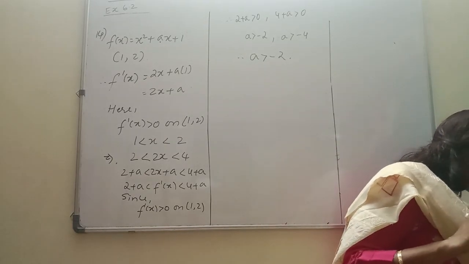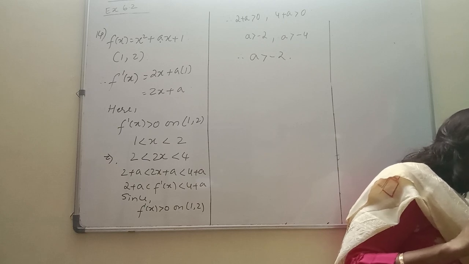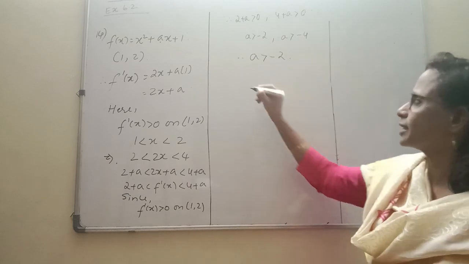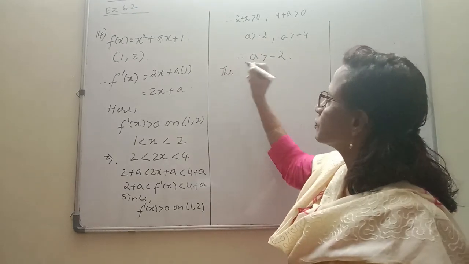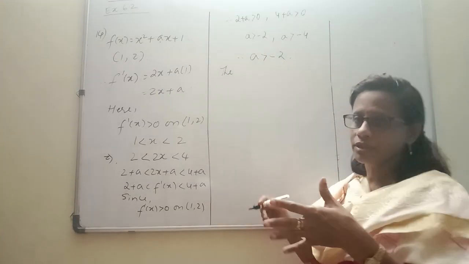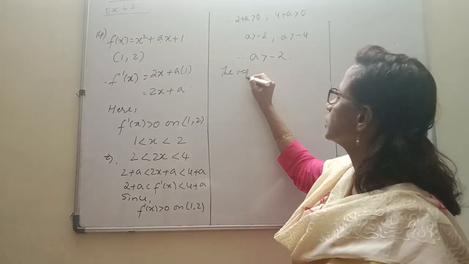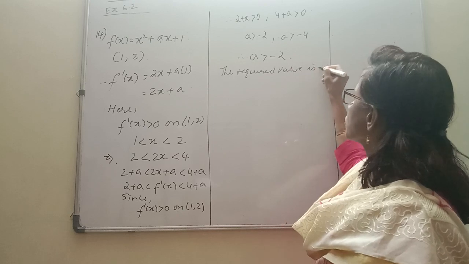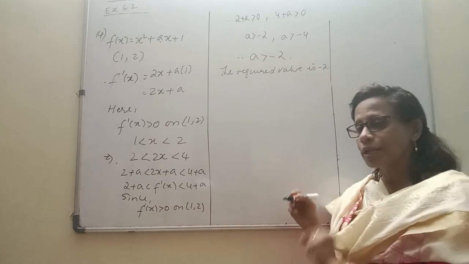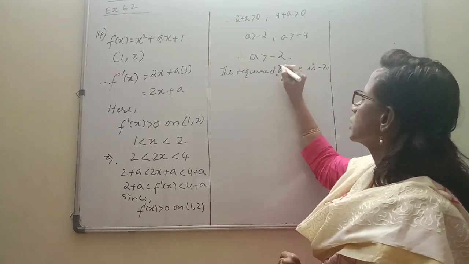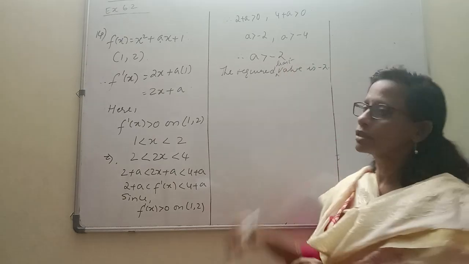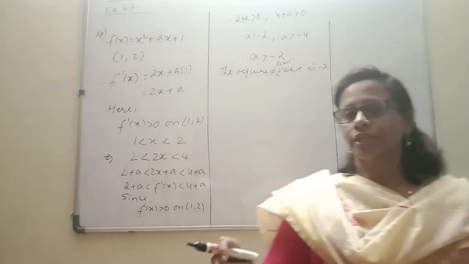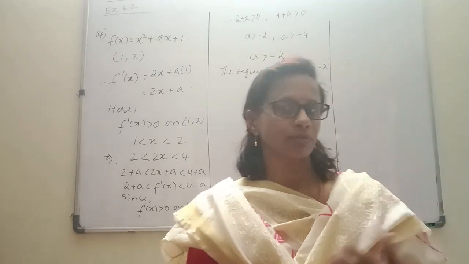I'll just look at the question as to what they are asking. Find the least value of a so that the function... the required least value, or the least value of a is, I can write like that, the required value is minus 2, or you can say the required least value is minus 2, or the least value of a which will make it increasing, that way. So that's how it is.